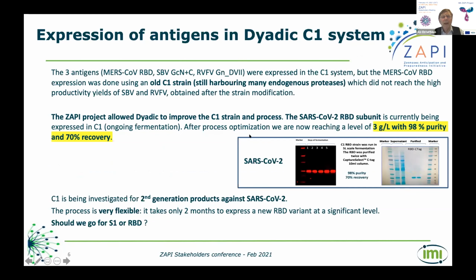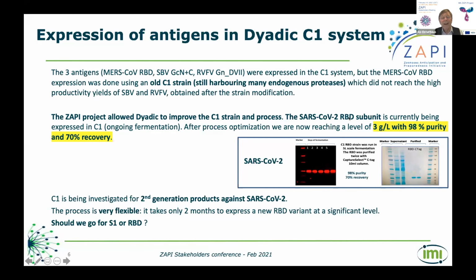Well, if we go on then, of course a lot of attention was spent on the Dyadic C1 system. Before we go on, I think we should realize that it has not been used in humans for vaccines yet, but we'll come back to that later when we talk about regulatory issues. Also important is the collaboration with Dyadic on the one hand, but also with the Boehringer group, which eventually resulted in an improved C1 strain and process that has now been used for the SARS-CoV-2 RBDs, the receptor binding domain subunit.